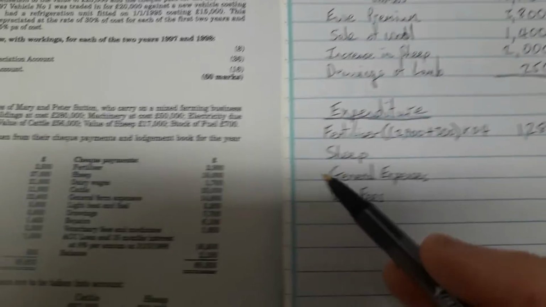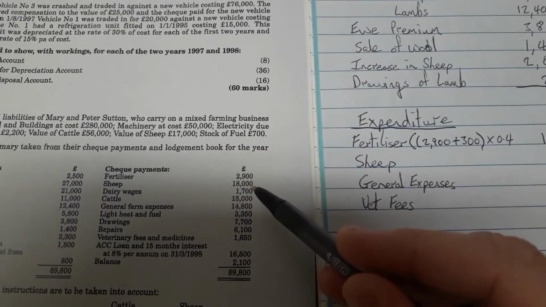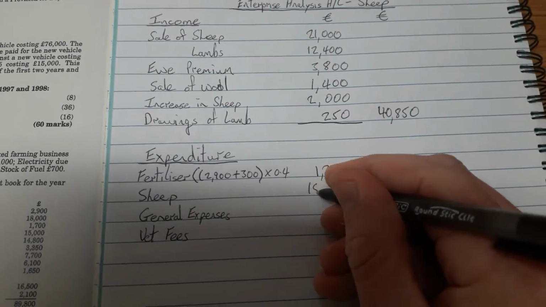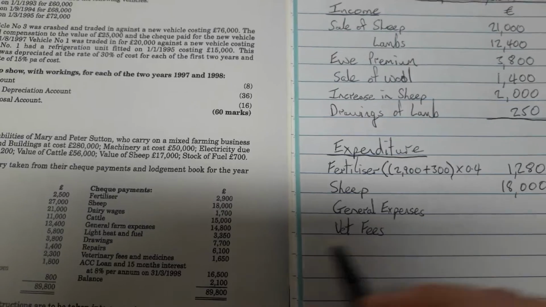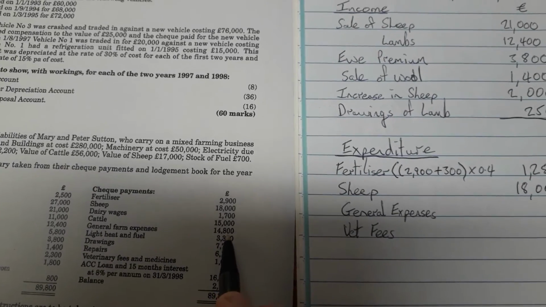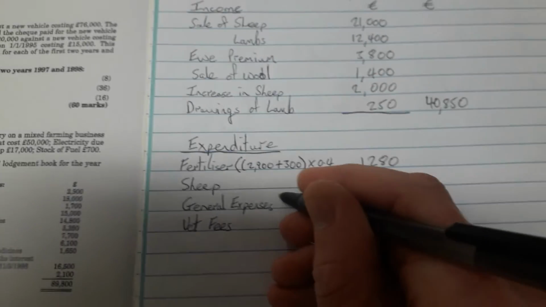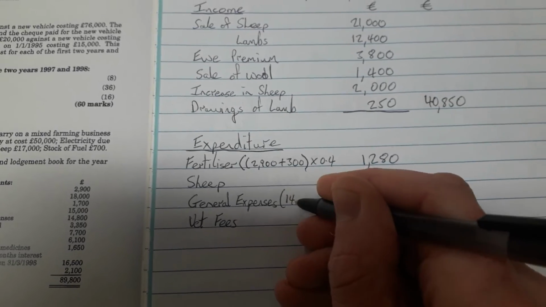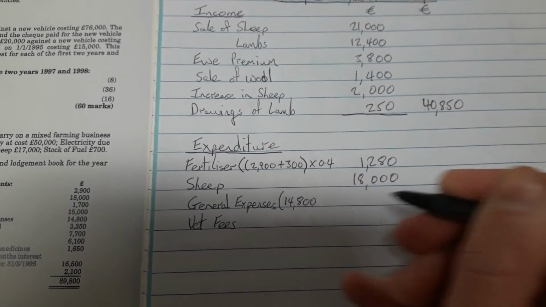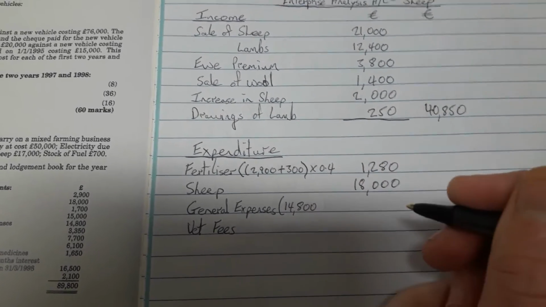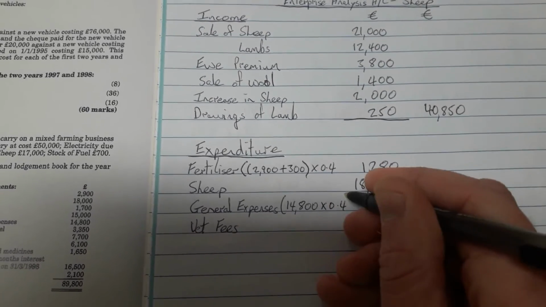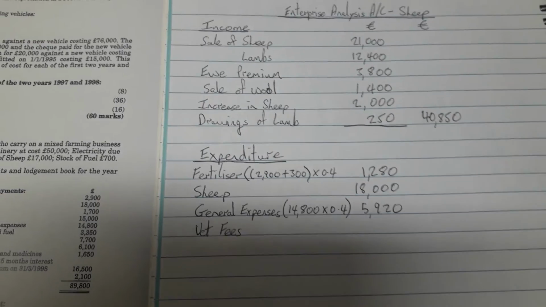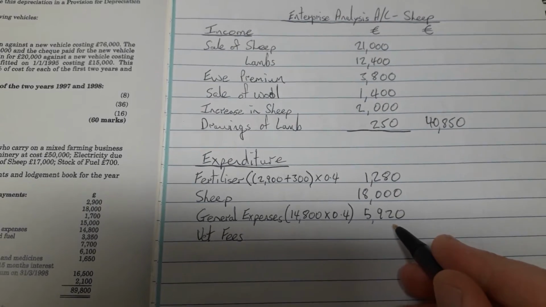Next was the purchase of sheep. Now that was straightforward, 18,000. Then there was general expenses, and general expenses started as 14,800, but again, it was one of those things that needed to be adjusted because it was 60% for cattle and milk, 40% for sheep. So we'll just get 40% of that. And again, I'll pause for a second. And that came to 5,920.